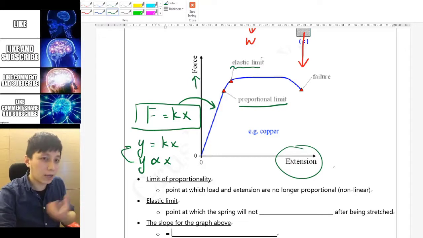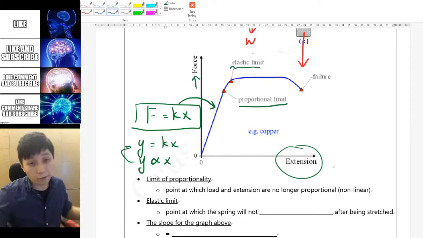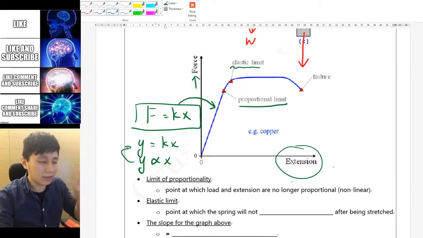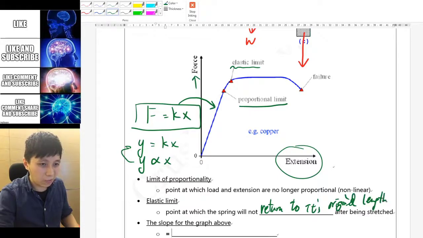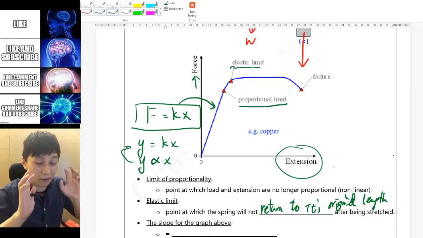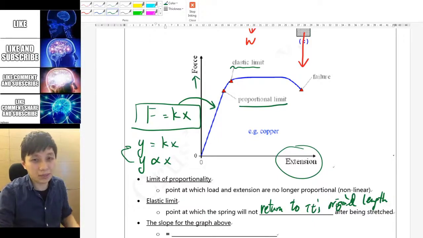And if you read the textbook, or if you ever perform an experiment, or in the future when you perform an experiment, you'll find out this elastic limit, and this is a point where the spring will not return to its original length. Okay, so basically you kind of destroy and deform the spring permanently.